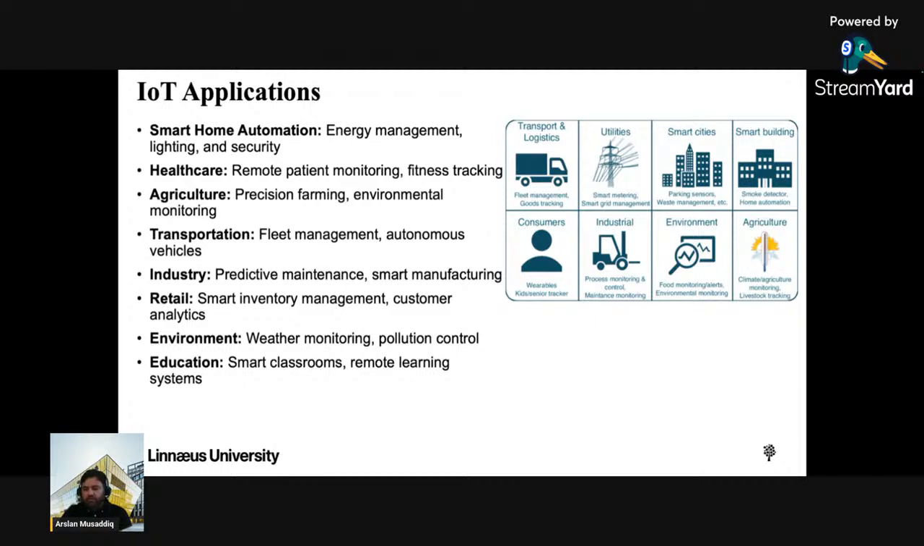Environment also, there are tons of applications. We have smart classrooms and remote learning systems in education as well.